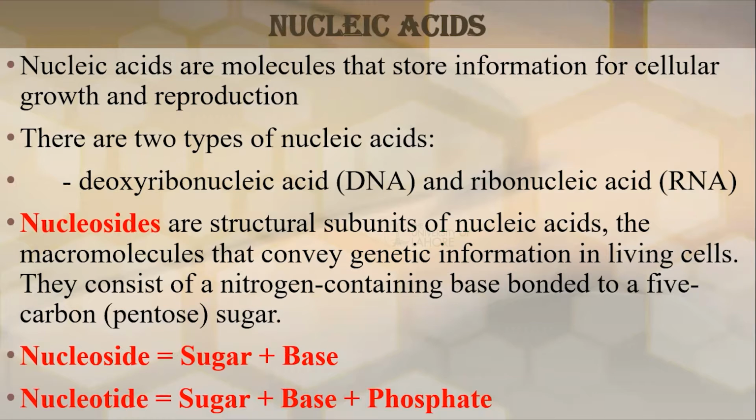So we have nucleosides. Nucleosides are the structural subunits of the nucleic acids, the macromolecules that convey genetic information in living cells. They contain nitrogenous bases, which are purines and pyrimidines. These include adenine, guanine, cytosine, thymine, and in the case of RNA, uracil. What are nucleosides? A nucleoside is a sugar and a base, and when a nucleoside contains a phosphate group, it is called a nucleotide. So our DNA has a nucleotide structure.